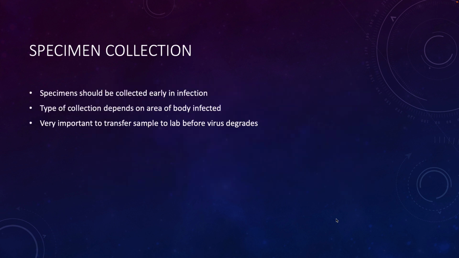For specimen collection, you're really considering some of the same things as you would with collecting for a bacterial infection. You have to collect the samples hopefully early in the infection. The type of collection, of course, is definitely dependent on the area of the body that's infected. And it is important to get the sample to the lab before the virus degrades. Remember, we did talk about two different kinds of viruses, enveloped versus naked. Which type of virus do you think is going to degrade first?